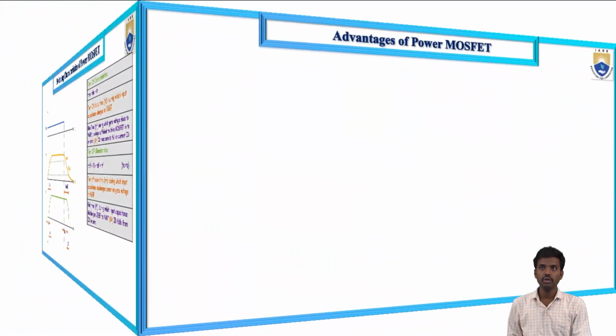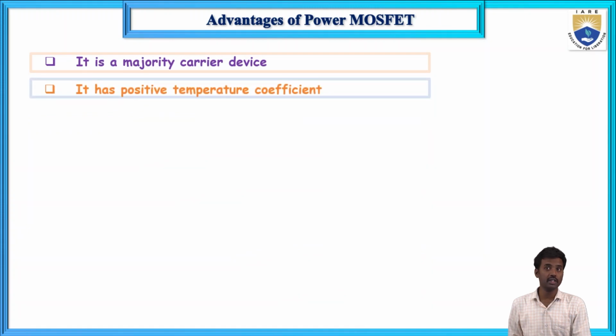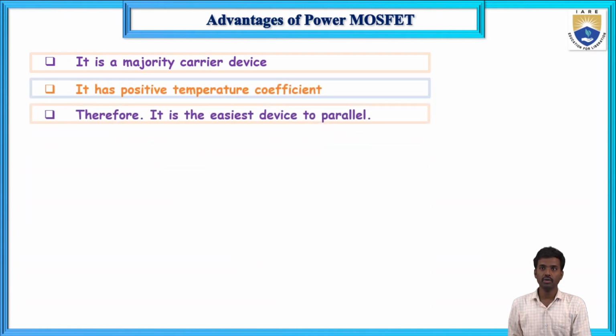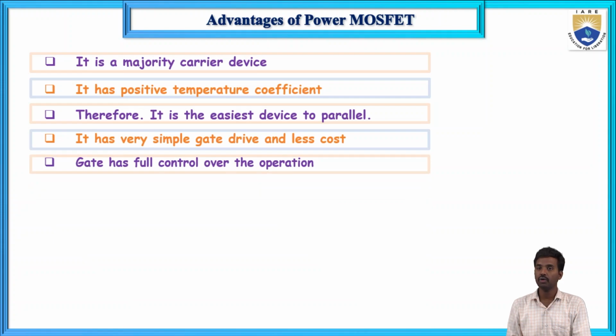Next, what are the advantages? It is a majority carrier device. Conduction is mainly because of electrons only. It has a positive temperature coefficient, therefore it is the easiest device to parallel. It has a very simple gate drive and low cost, and the gate has full control over the operation, meaning it is a fully controlled device.